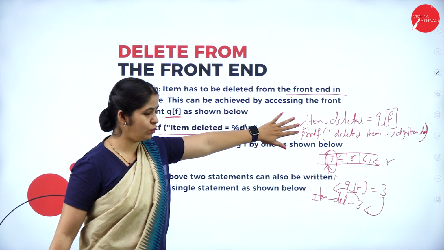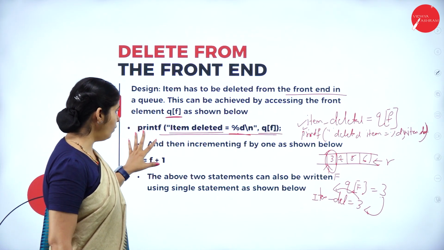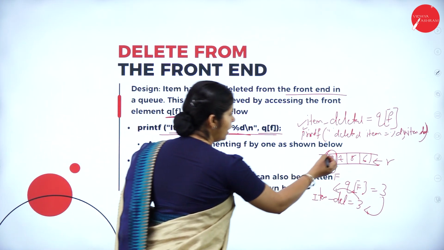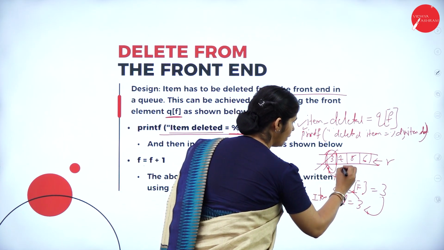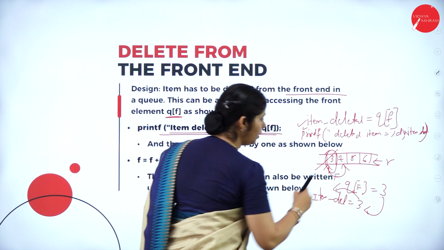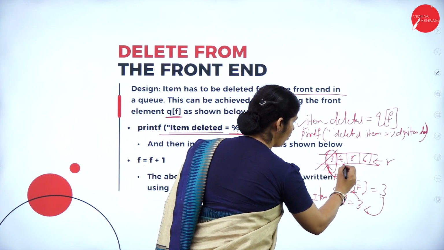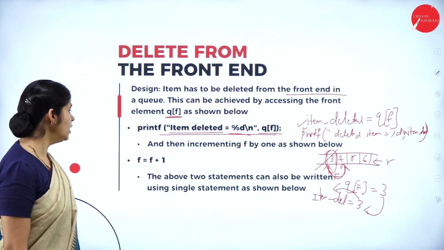Either you can use two statements or you can use it directly in a single statement. After that, what we have to do? We have to increment the front pointer. Now this is deleted, so front should be pointing to where? Front should be pointing to the next element of the queue. So we should increment this front pointer to the next element of the queue.